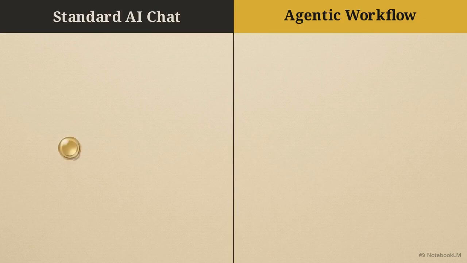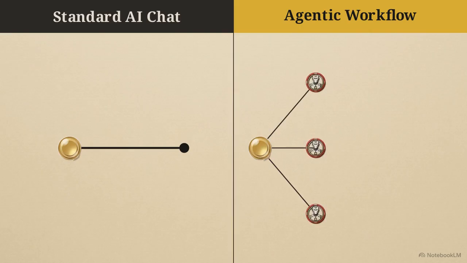This diagram compares the two models. On the left is standard AI chat. A single input yields a single output. On the right is an agentic workflow. You give the agent an end-to-end objective, and it creates its own execution tree, planning and looping through tasks independently.